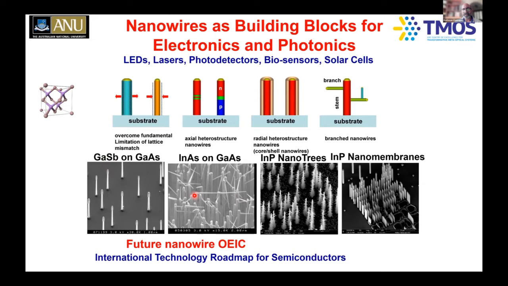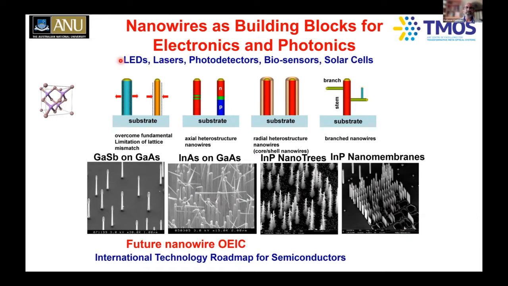You can also create branch nanowires of indium arsenide on top of gallium arsenide and nano trees of indium phosphide. And also most recently, we are moving from nanowires to nanomembranes. So you can see that they open up a lot of opportunities to be able to make all sorts of exotic structures and study their properties and then use them for various applications.